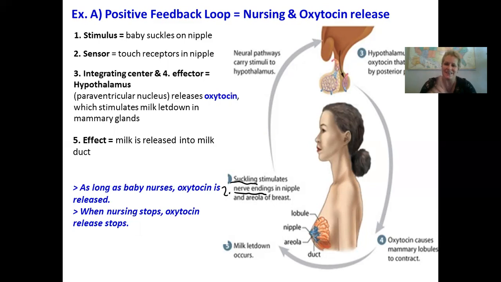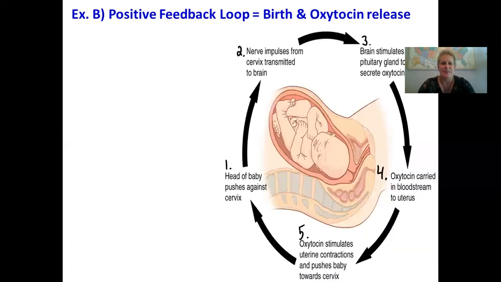Okay, next example. Another feedback loop involving oxytocin, but this time it's childbirth. In the previous example, with stimulation of the nipple during breastfeeding, you get oxytocin release, but it's just a little bit of oxytocin, so you get a little bit of milk release. Here's something else oxytocin causes to happen. It stimulates the smooth muscle of the uterus to contract.